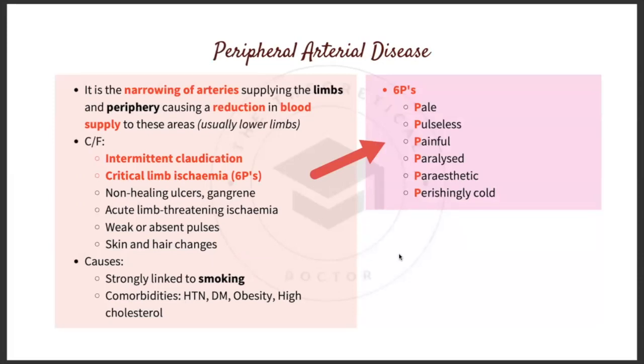The first one, peripheral arterial disease. It is the narrowing of arteries supplying the limbs and periphery, causing a reduction in blood supply to these areas. It's usually affecting the lower limbs.